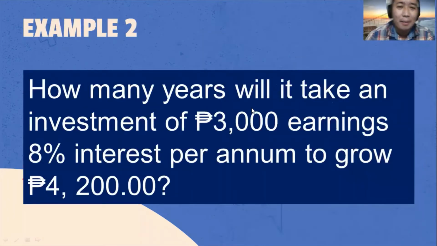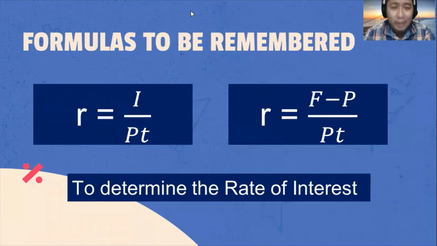Okay, next example. How many years will it take an investment of 3,000 pesos earning 8% interest per annum to grow to 4,200 pesos? Again, how many years will it take an investment of 3,000 pesos earning 8% interest per annum to grow to 4,200 pesos?